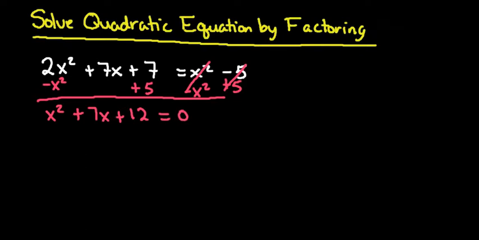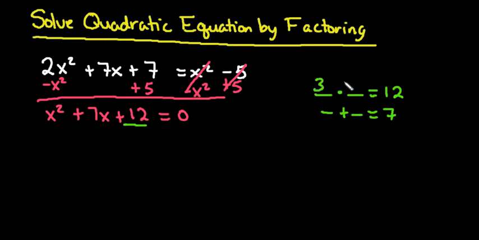Now remember, because we're trying to factor this, what we're looking for is two numbers that multiply together to give me 12 and add up to be 7. If you need to, write that off to the side, just to help keep in your mind what you're trying to do when you're factoring. You can always do that.